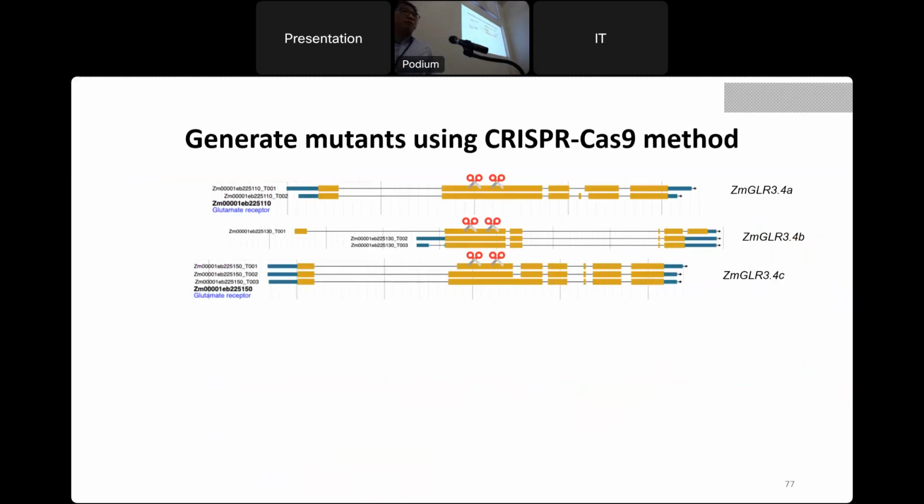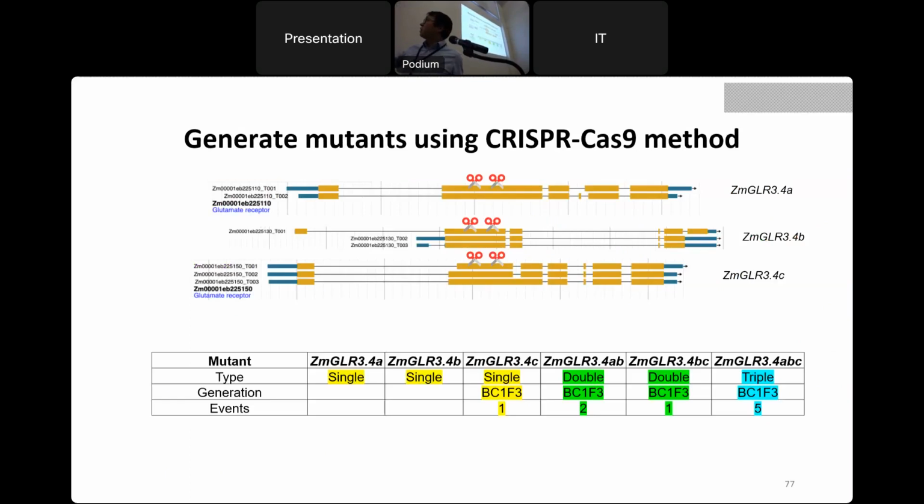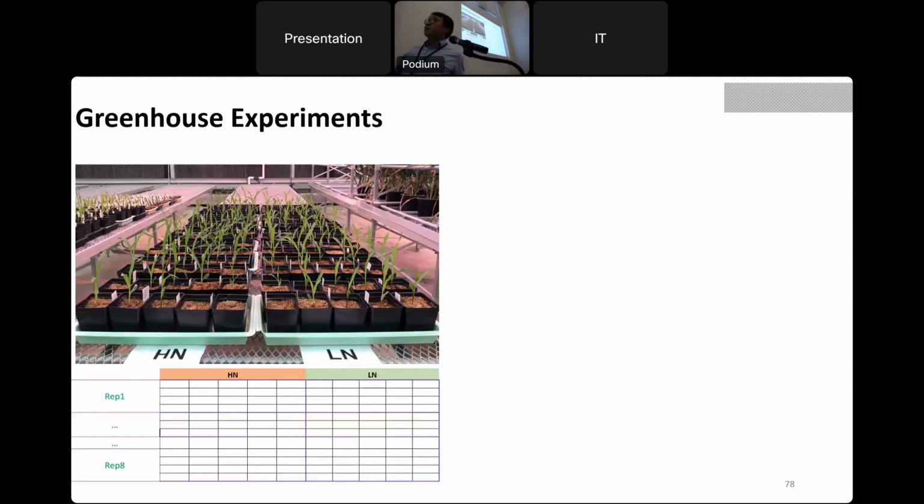So we also want to get the second gene knockout. So now we switch to CRISPR. Because these 3 genes are highly homologous, we are able to design guide RNA to target all those 3 genes at the same time. We get a single mutant, double mutant, and a triple mutant. This enables us to design a larger experiment in the greenhouse with 8 replications under high and low conditions, and we observe the seedling phenotypic performance.